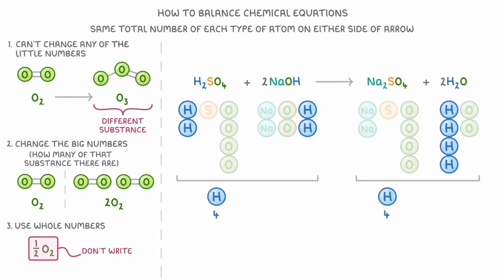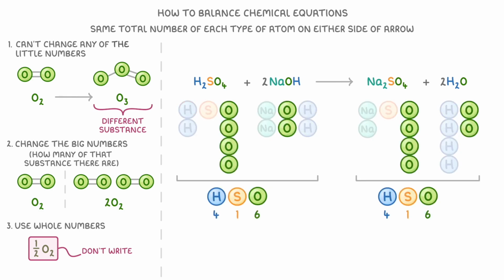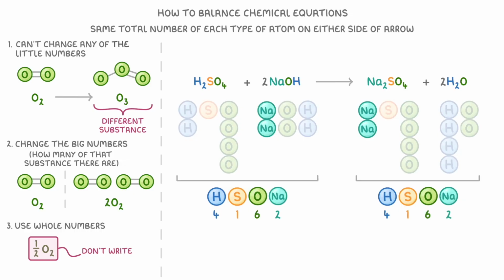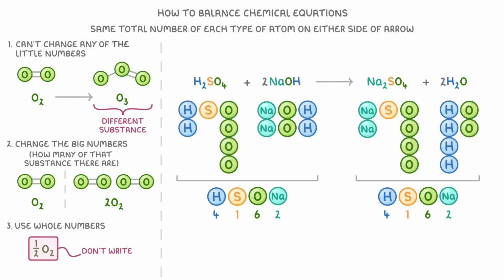So for us, we've got 4 hydrogens, 1 sulfur, 6 oxygens, and 2 sodium atoms on each side. So our equation's exactly balanced, and we're finished.